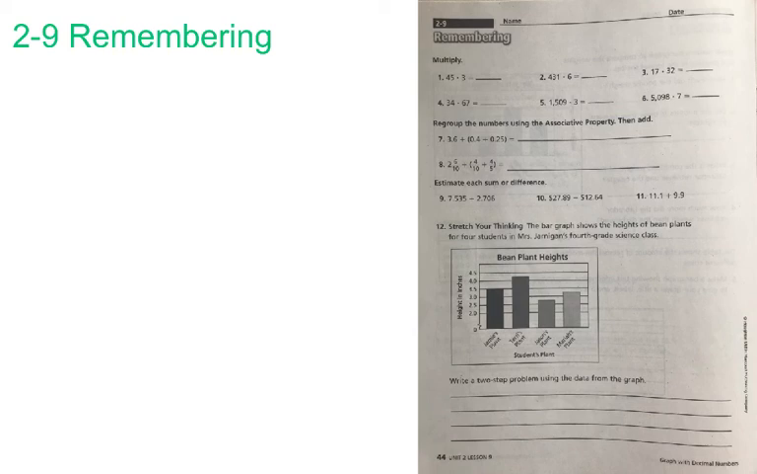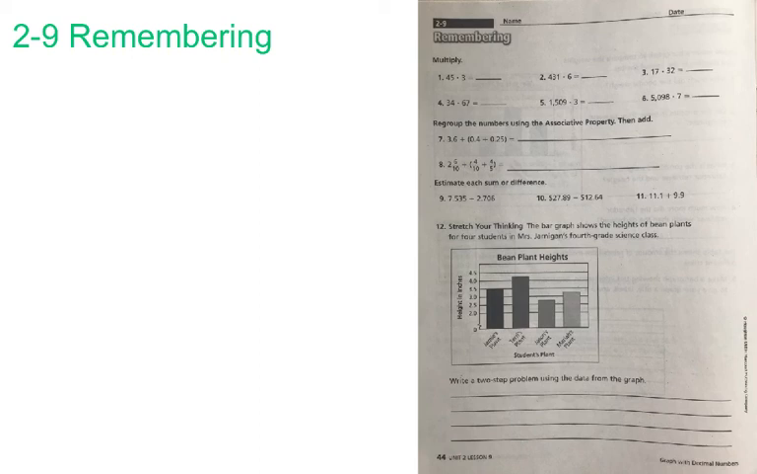Today you will be reviewing multiplication as well as the associative property. And remember, if you need extra help on the associative property, go back and watch the video for Unit 2, Lesson 7 homework. We're also going to be reviewing estimation and bar graphs.